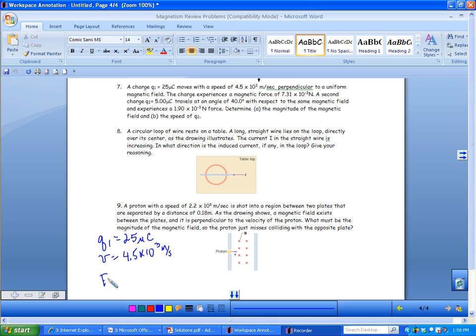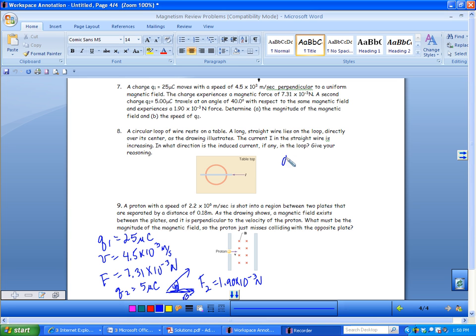The force experienced by the charge is 7.31 times 10 to the minus third newtons. A second charge, Q2, is 5 microcoulombs, and it goes at an angle of 40 degrees with respect to the field, the B field. And the force on that one is 1.90 times 10 to the minus third newtons.